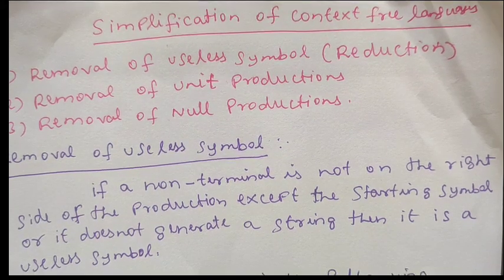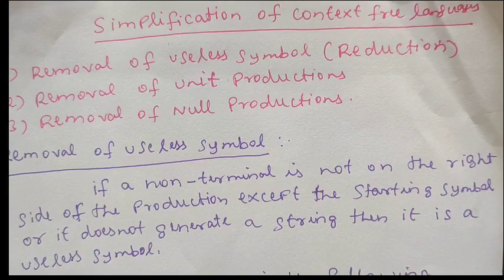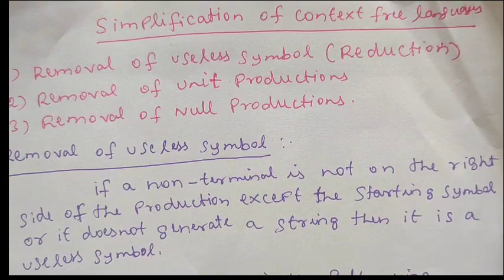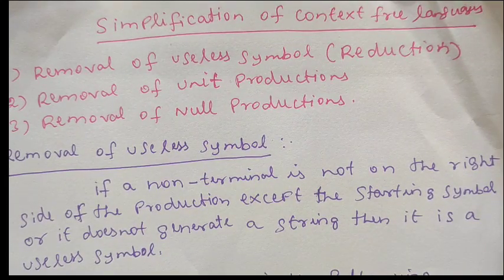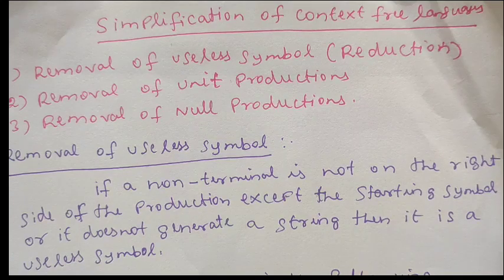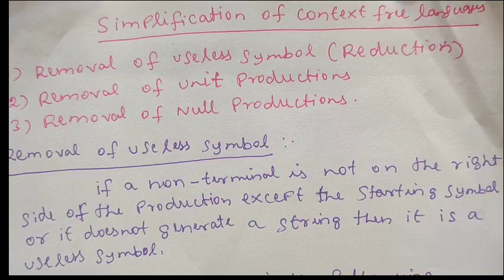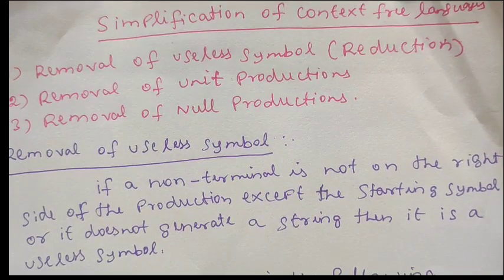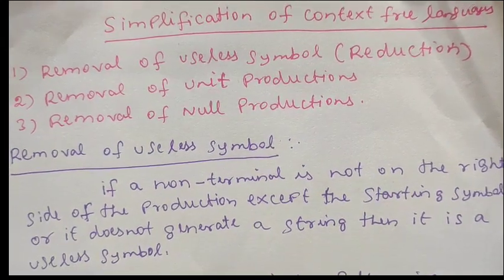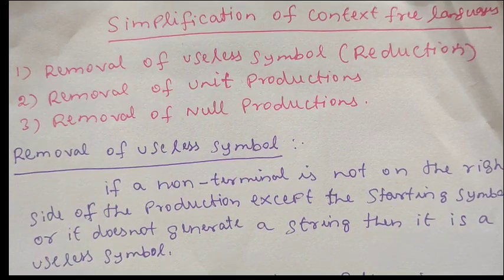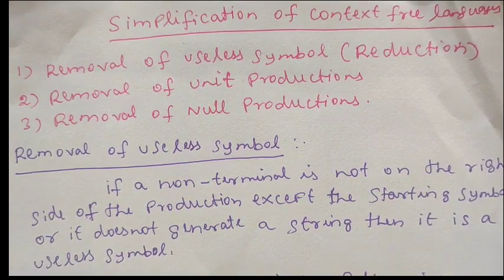The second one is removal of unit productions, or you can say that if you have a non-terminal, only one non-terminal on the right side of the production, then that is called a unit production. The third one is removal of null productions. This is also called removal of epsilon productions. So first we will learn about removal of useless symbols.